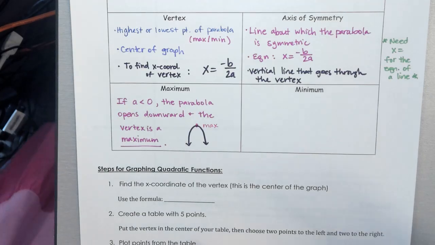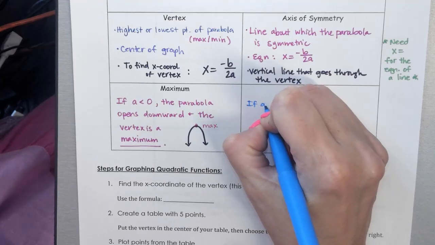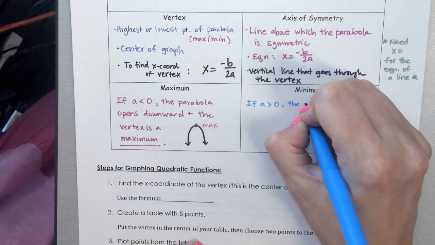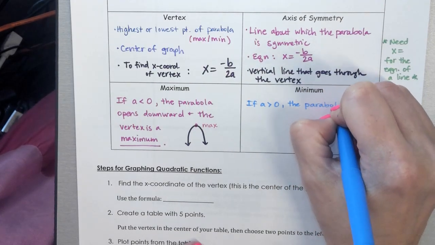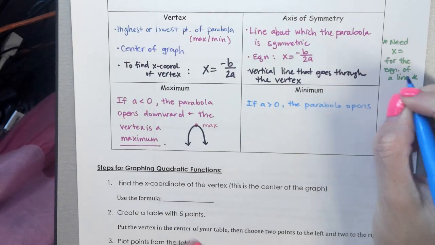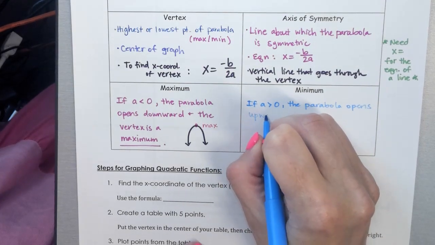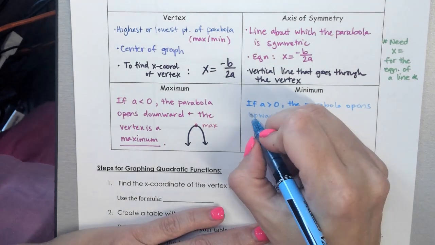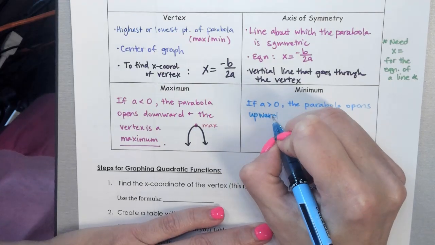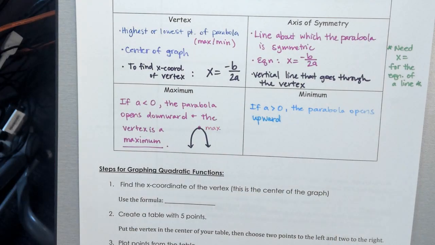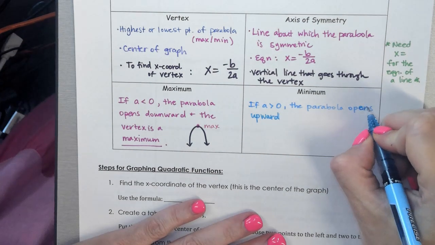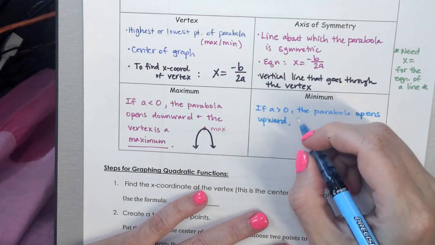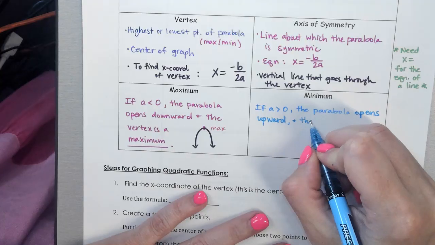If you have a minimum, your a value is greater than 0. If a is positive, the parabola opens upward. So if a is greater than 0, the parabola opens upward, and the vertex is a what? A minimum.